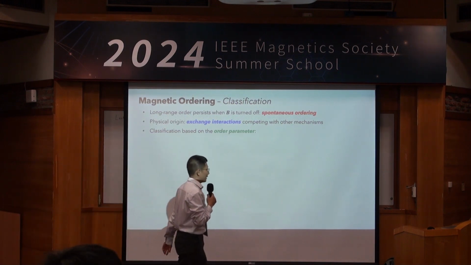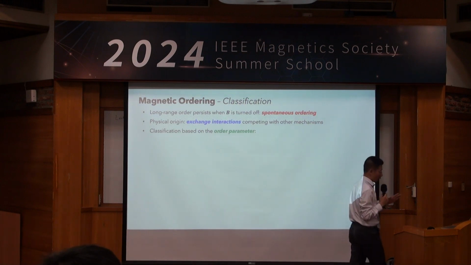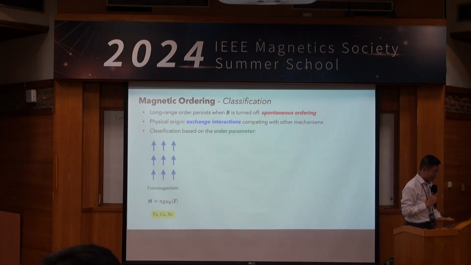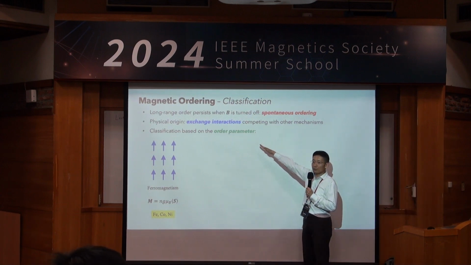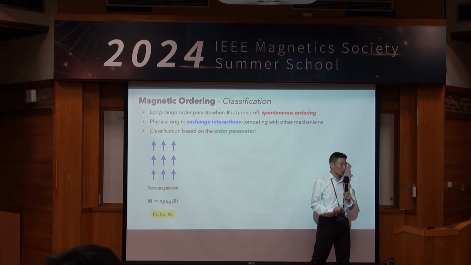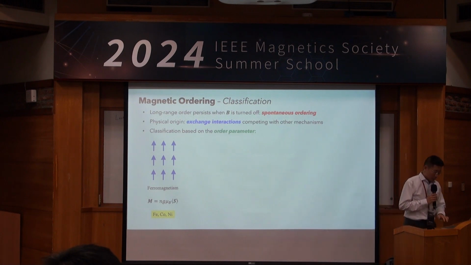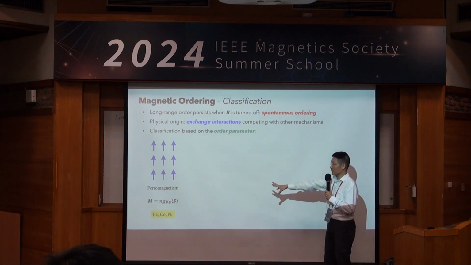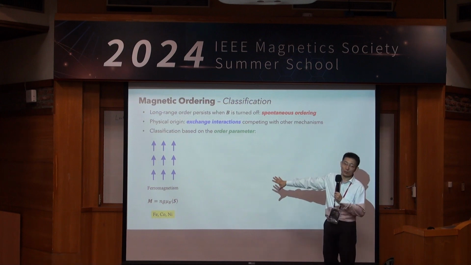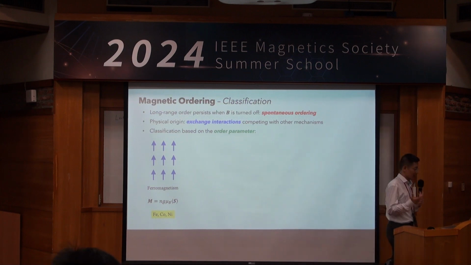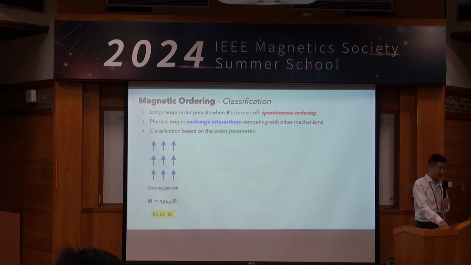So once the magnetic material is ordered, we could classify the magnetic ordering by a quantity known as the order parameter. The simplest magnetic ordering is called ferromagnetism, where the magnetic order could simply be taken as the average density of magnetic moments, or magnetization. So magnetization serves as the order parameter for characterizing ferromagnetism.